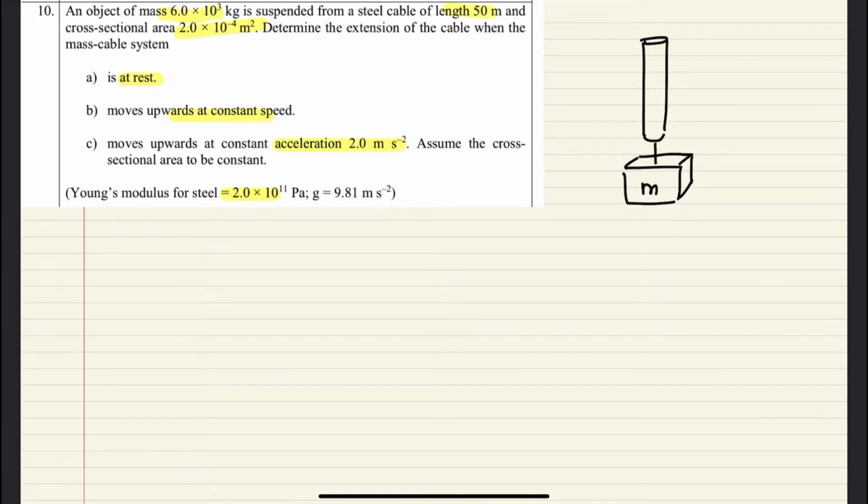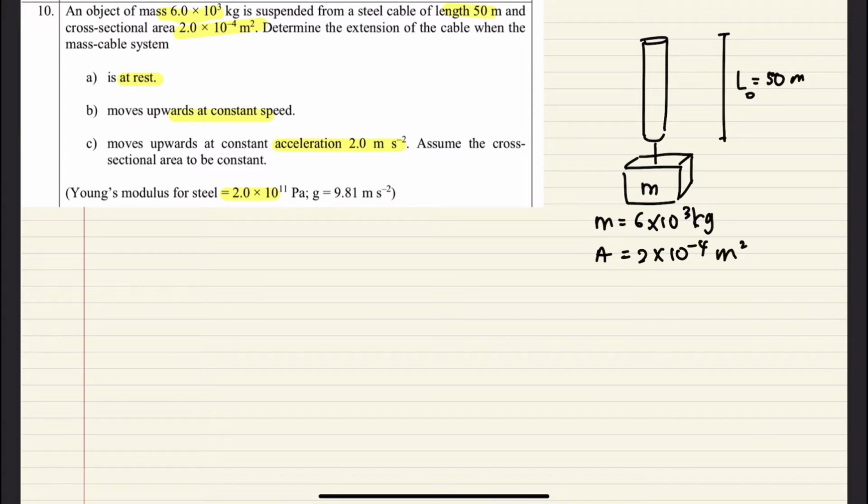Okay, now, first of all, you have to draw it out, and after you draw, you have to take out the information. So they say that the mass is 6 times 10 to the power of 3. In this case, you have a cable, and you have a mass suspended from the cable. I just enlarged this cable, so this is basically the cable. The length here is 50 meter, so that one will be your L naught. The cross-sectional area is given, so A is equal to 2 times 10 to the negative 4.